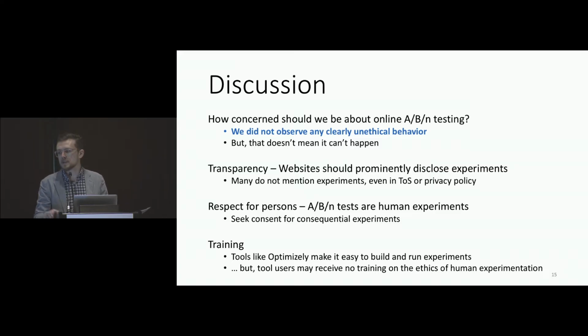Another thing that's important to remember is A/B tests are tests on humans. And so we think respect for persons and consent should potentially be given for some of these more consequential tests. And finally, we wonder if the industry could look to some set of standards or training for how these tests should be conducted. With how easy these tests are to build and deploy, it's easy to imagine that people with little training or perhaps even no knowledge of experimental ethics could build and deploy these tests to a large group of people.